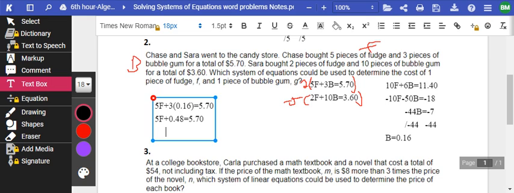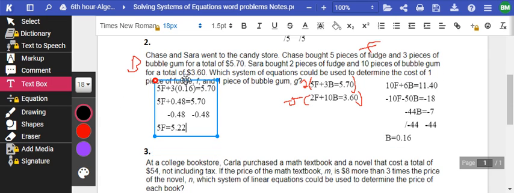We'll subtract 48 cents from each side, and we're going to get 5F equals $5.22. We'll divide both sides by 5, and we get F equals 1.04.